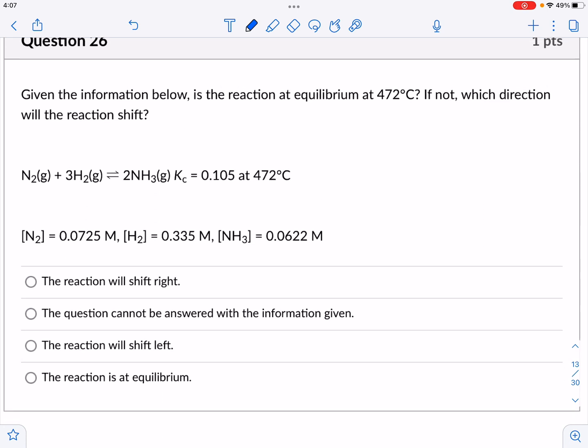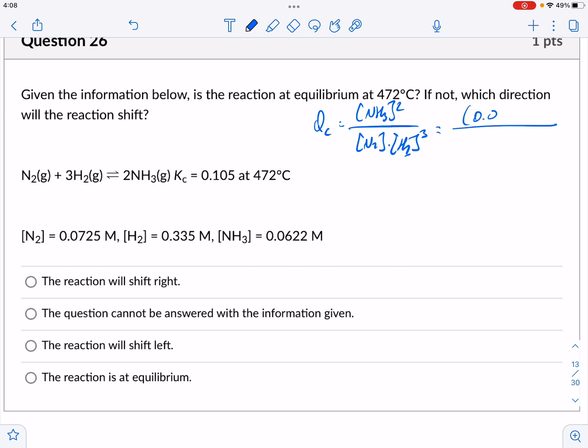With this information, number one, we have to determine whether the reaction is at equilibrium, and if it's not at equilibrium, in what direction the reaction will shift. We have concentrations, so we have to find Q, and since we have concentrations, we are calculating Qc, which will be equal to the concentration of NH3 squared divided by the concentration of nitrogen times the concentration of hydrogen cubed.